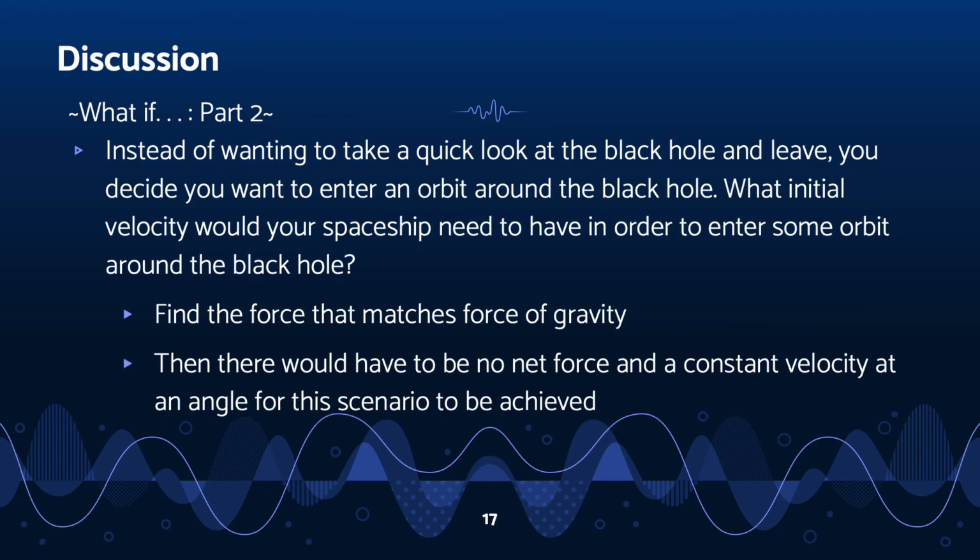For part 2, instead of wanting to take a quick look at the black hole and leave, you decide you want to enter an orbit around the black hole. So what initial velocity would your spaceship need to have in order to enter some orbit around the black hole? In order to determine the initial velocity of the spaceship, there are a few things we need to consider. You need to find the force that matches the force of gravity. Then there would be no net force and a constant velocity at the angle for this scenario to be achieved.